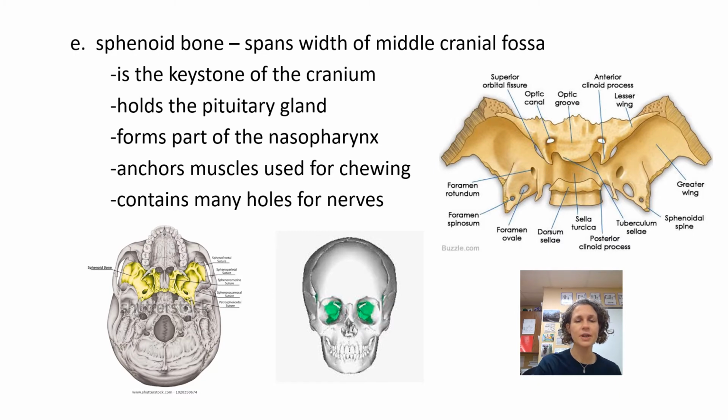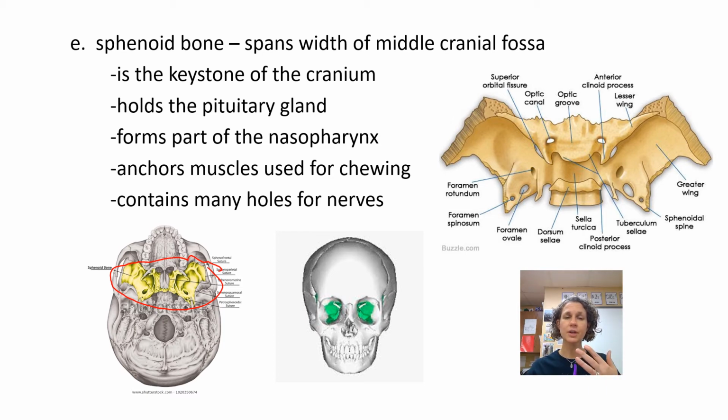So if you look at that underneath view, that yellow, of course, is the sphenoid bone, with the lower jaw removed. You can also see it from the front if you have a skull. A lot of times it is called the keystone of the cranium, because everything is kind of centered, resting, or attached to this.